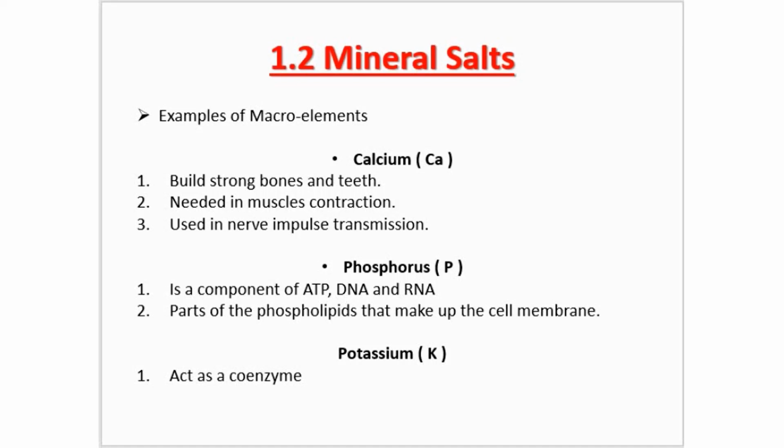This is a component of the cell, and then ATP too. And then there's potassium. Potassium acts as a coenzyme. So what is a coenzyme? The enzyme, and then there are coenzymes. Of course, we're going to look at coenzymes also when we're looking at organic compounds.